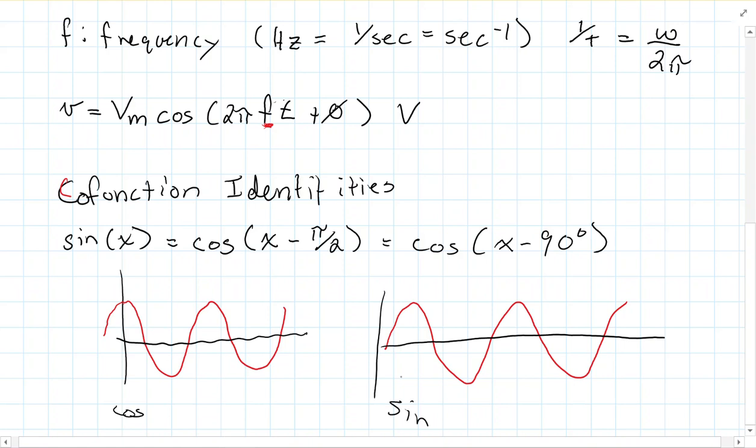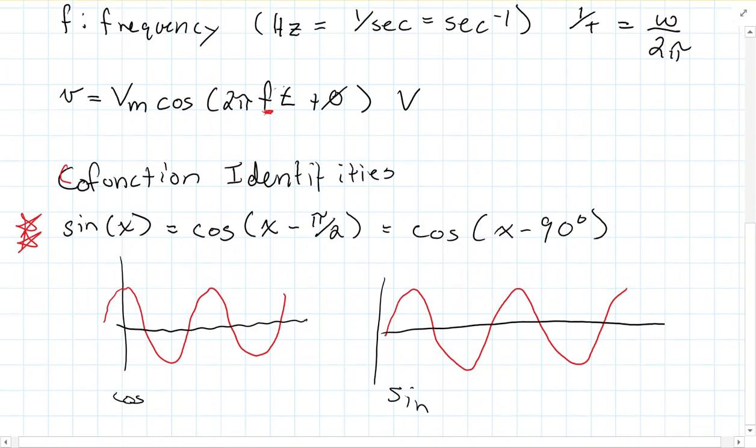Because as I said, sine and cosine are essentially the same, they just start at different locations. So we can always write the sine function in terms of cosine. This is a very critical identity that we're going to want to use.